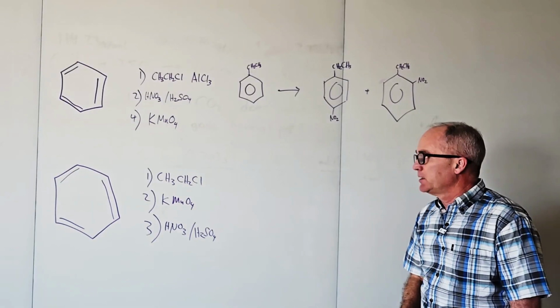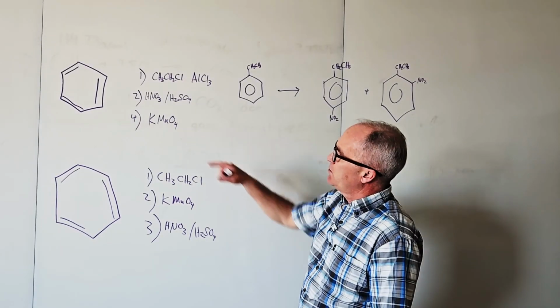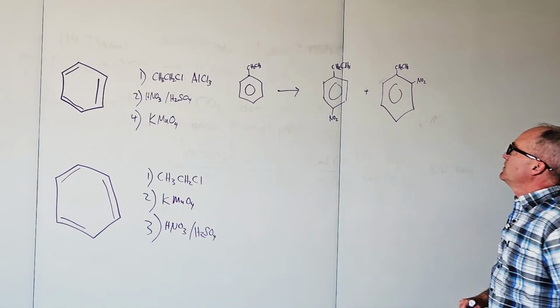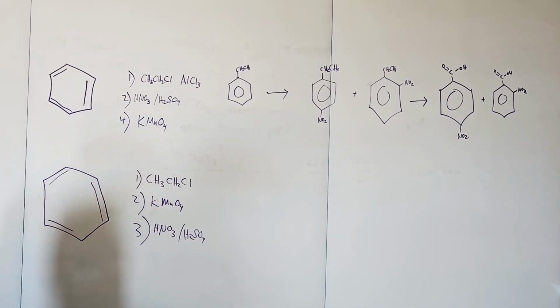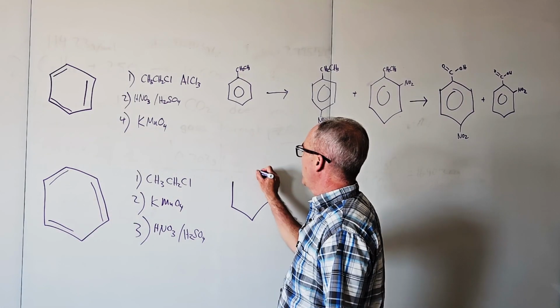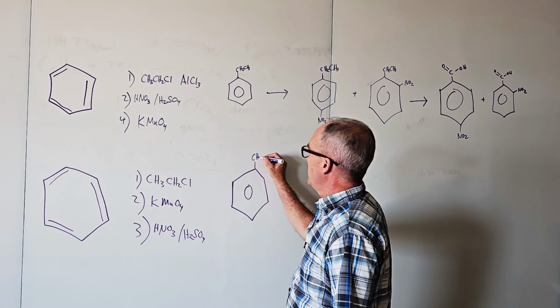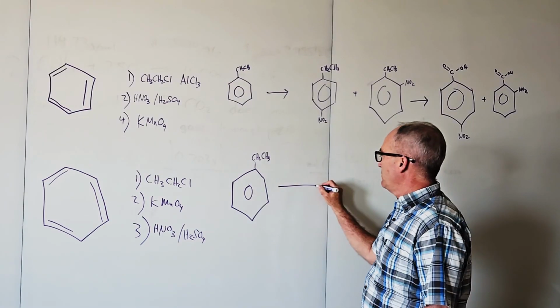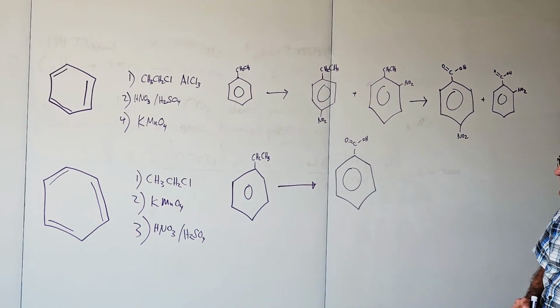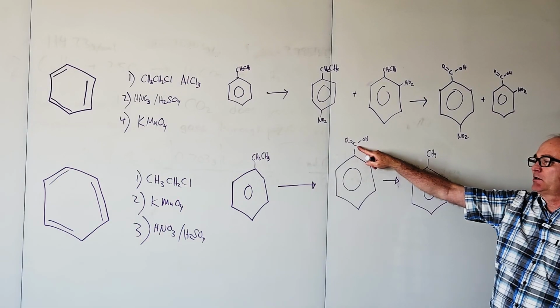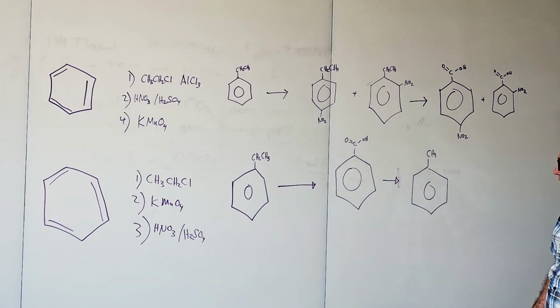Then the next thing that occurs is we oxidize the side chain. So notice here we have the same reagents but in a slightly different order. We're going to put an alkyl group on the benzene ring, and then we're going to oxidize that. And we get benzoic acid. And what type of director is carboxylic acid?